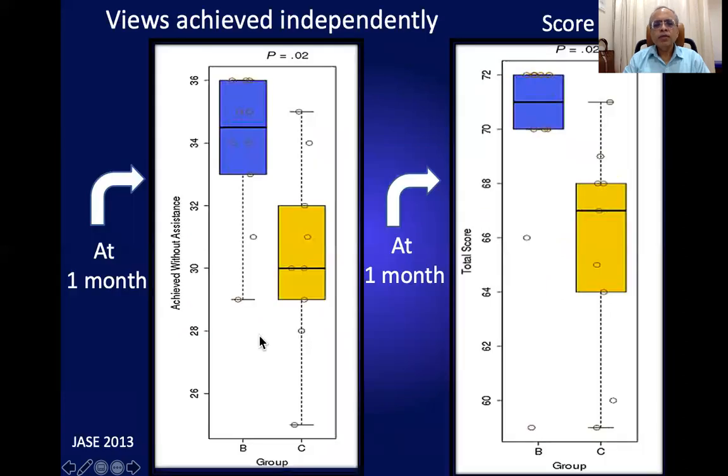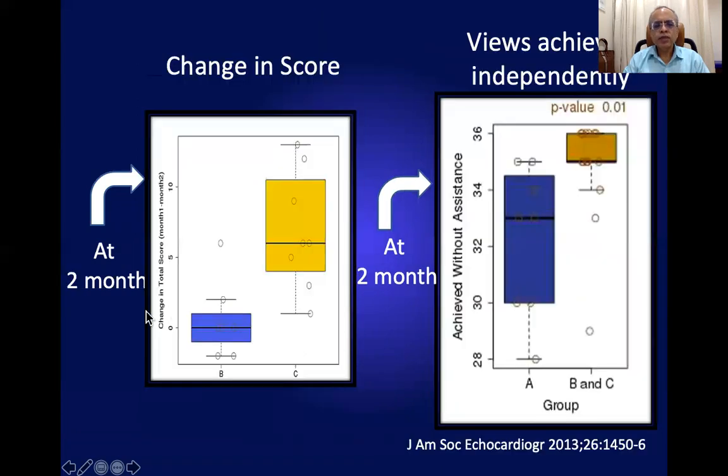So at the end of 1 month, what they found was the group B, which was exposed to the simulation training, could achieve most of the TEE views independently as compared to group C. And so also their overall rating scores were quite high. While at end of 2 months, the group C, when it got exposed to the simulation, their scores suddenly jumped because they could start taking most of the views independently. While at end of 2 months, the group A, which just went through conventional training without simulation exposure, continued to lag behind group B and C in getting all the TEE views without assistance.